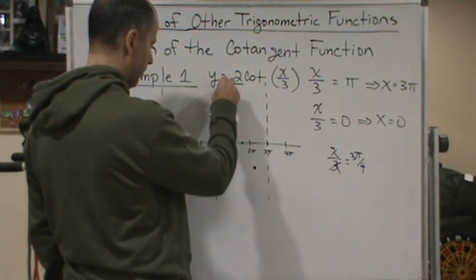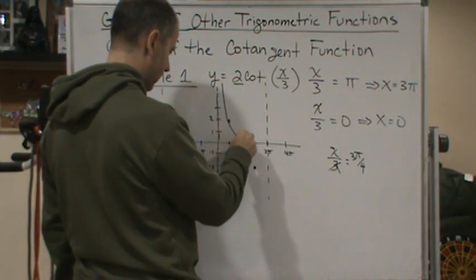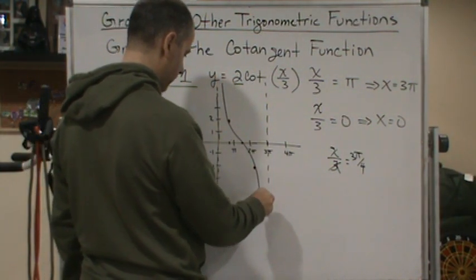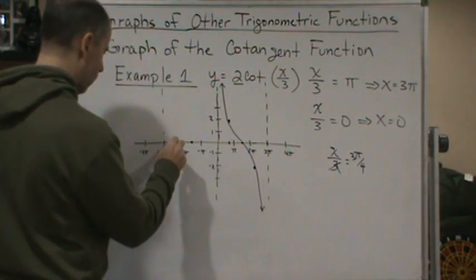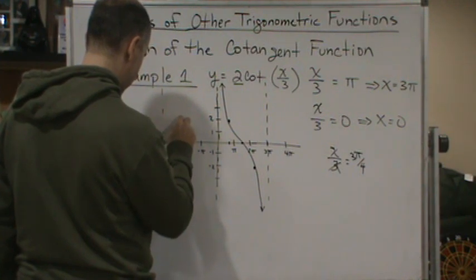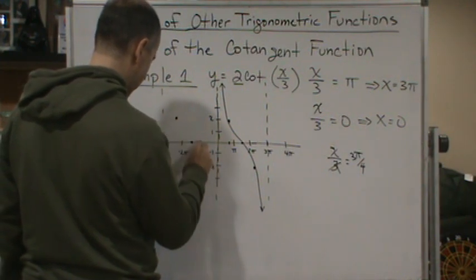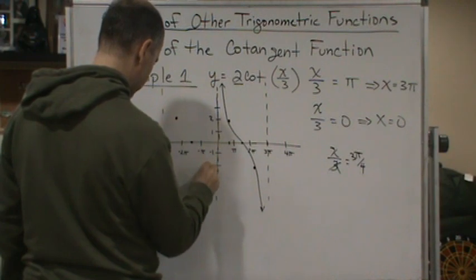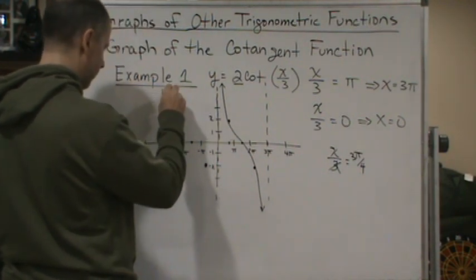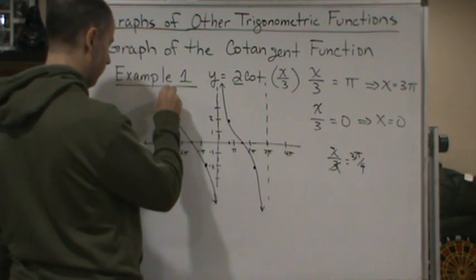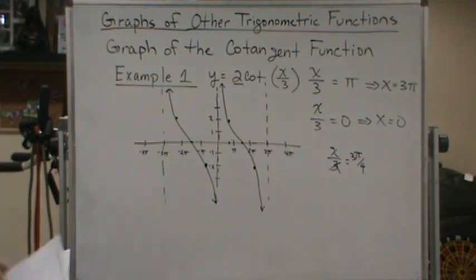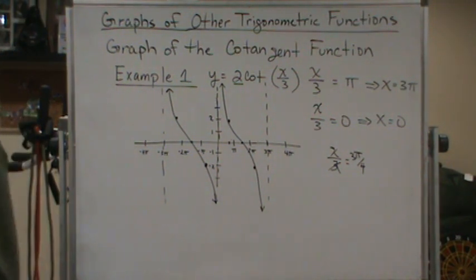So now we know that this goes like so. And then of course we can do the same thing. Over here we're going to have 2, and then over here it's going to be negative 2. And so we're going to have something that looks like this. And that's it. Have a great day.